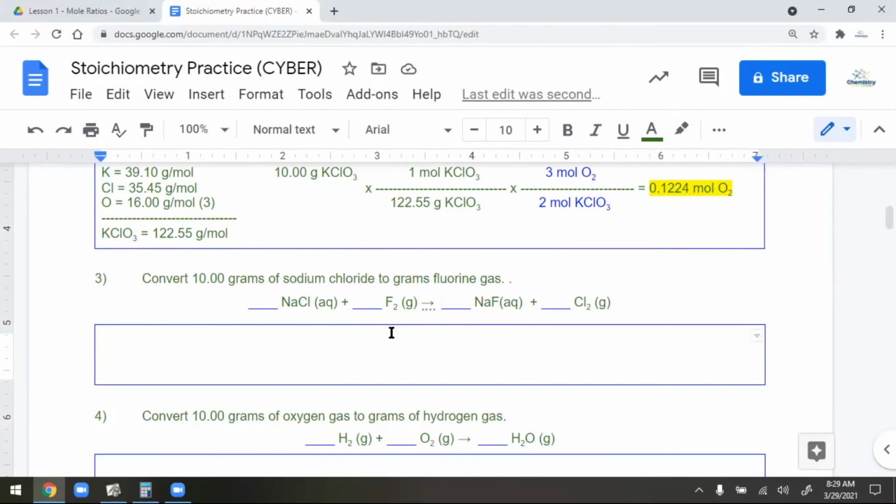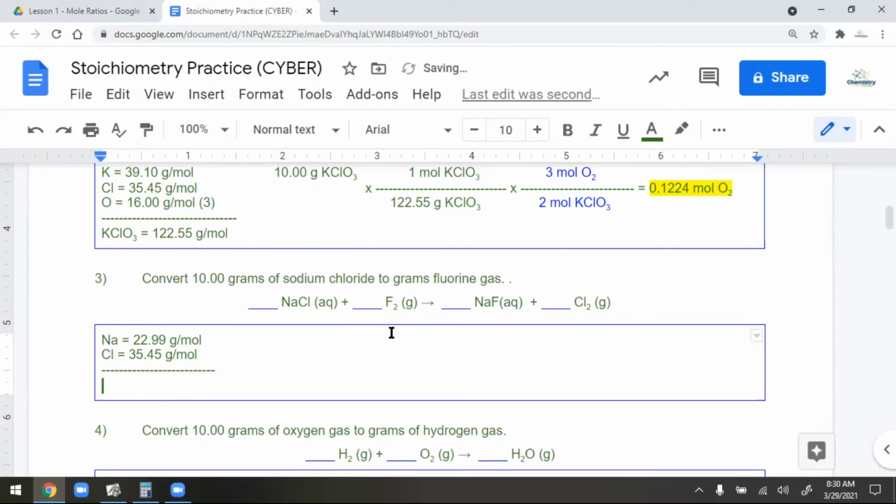So we're going to begin actually by finding out the molar mass for sodium chloride. So we have sodium, which is equal to 22.99 grams per mole from the periodic table. We have chloride, which is equal to 35.45 grams per mole from the periodic table. So we wind up in this case with a final amount for sodium chloride that is equal to 58.44 grams per mole.